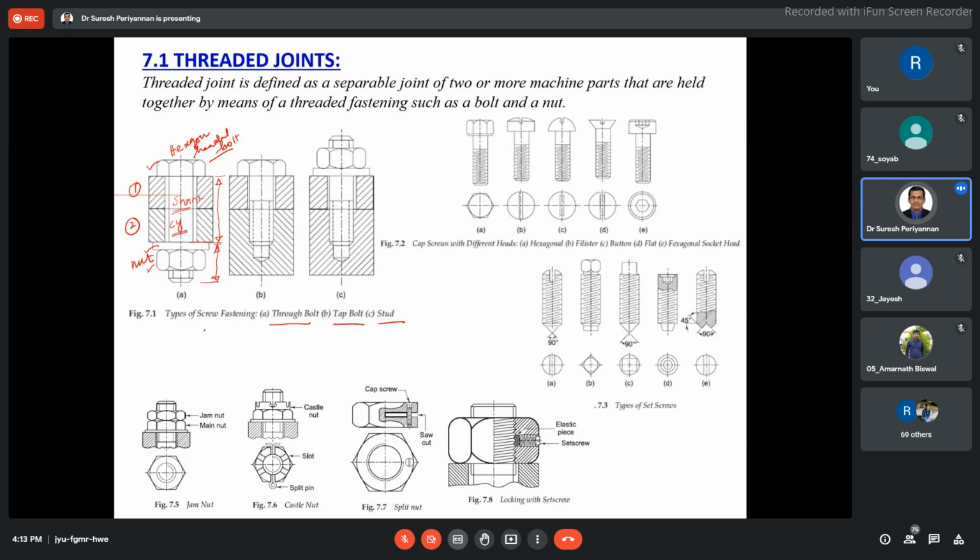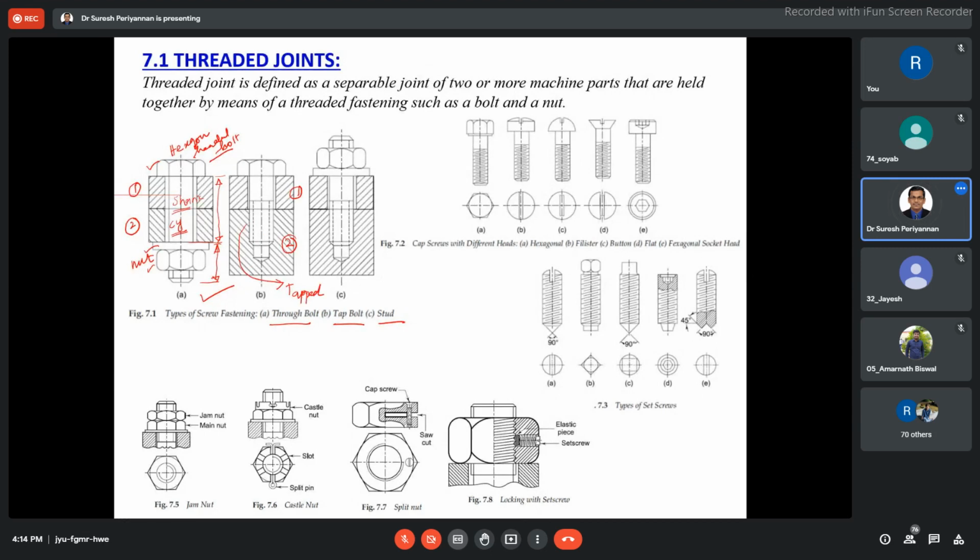types of screw fastening. In the type of screw fastening, this is a through bolt screw fastening. Next one is the tap bolt. In the tap bolt, there is no need for a nut here, because this is component 1, this is component 2. Then in the component itself, the internal thread will be created, a tapped thread. This is nothing but the internal thread created on the component, that is nothing but a tapped thread.